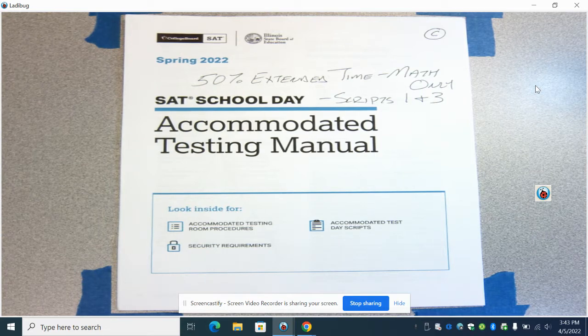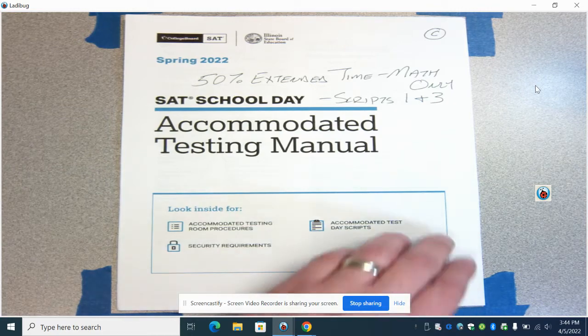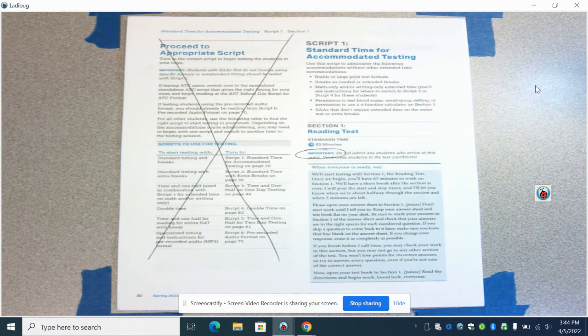You have a unique situation here where you don't have just one script, you're actually a combination of two scripts. Script one, which will be standard time for the two English portions, and then script three, which will be extended time for the math portions. So let's take a look at that.